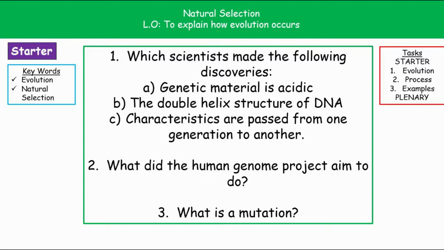What we're going to be doing in today's biology lesson is having a look at the process of natural selection. So hopefully by the end of this lesson you're going to be able to explain what natural selection is and how it leads to evolution. To start off though, we've got 3 questions on the screen, so have a go at answering these in your book for me.